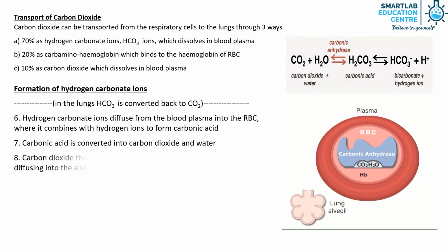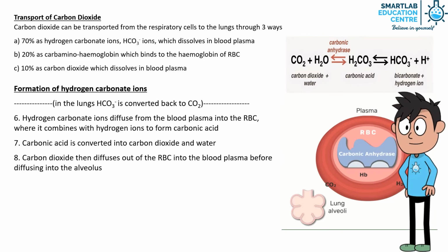Finally, the carbon dioxide then diffuses out of the RBC into the blood plasma, before diffusing into the alveolus in the lungs.